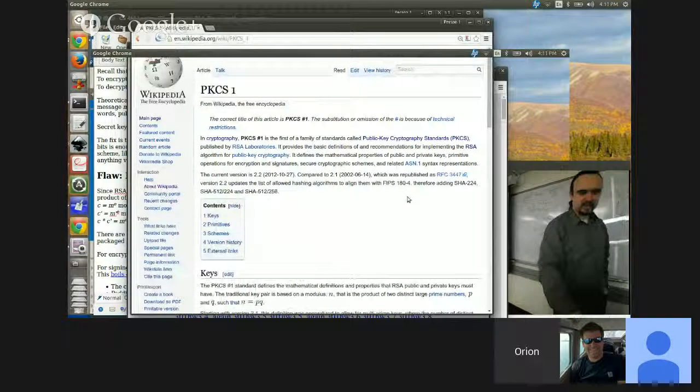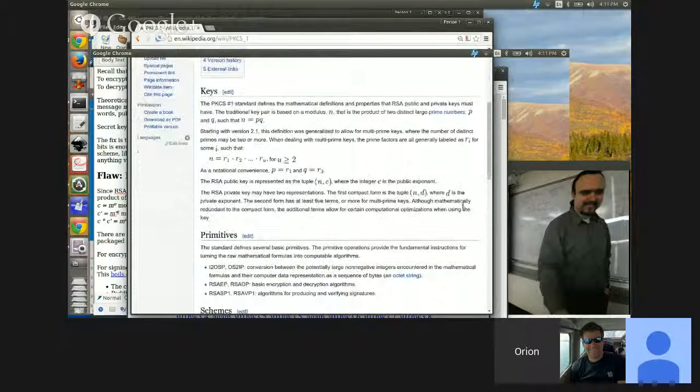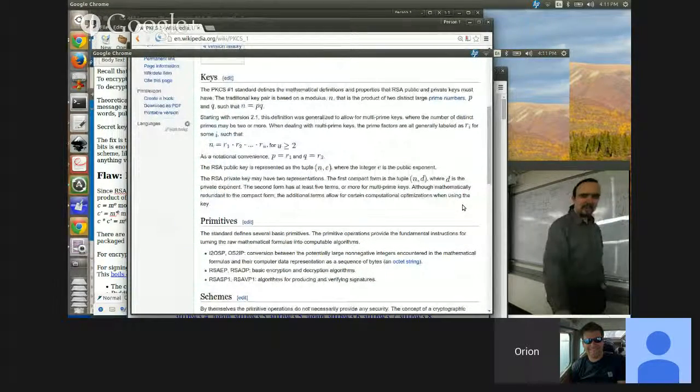Apparently the standard. Yeah. I remember doing this. Oh. There's like 12 of them? There are many PKCS standards. So this sounds like, yeah, okay, it's just RSA.